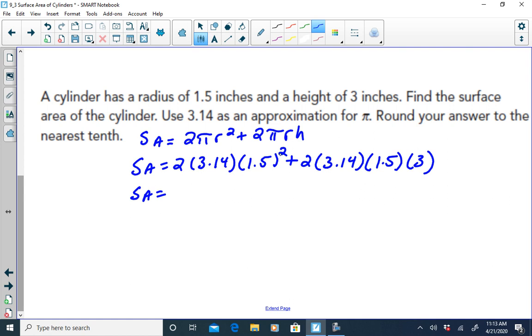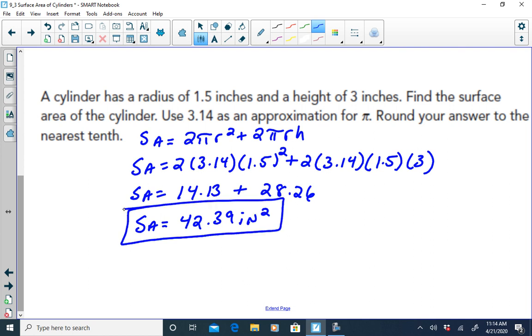So that's 1.5 squared, which is 1.5 times 1.5. And then you multiply by 3.14 and then by 2. That's going to give you 14.13 plus 2 times 3.14 times 1.5 times 3. That's going to be 28.26. We find the sum, and that's going to be 42.39. And your answer, of course, will be in square inches.